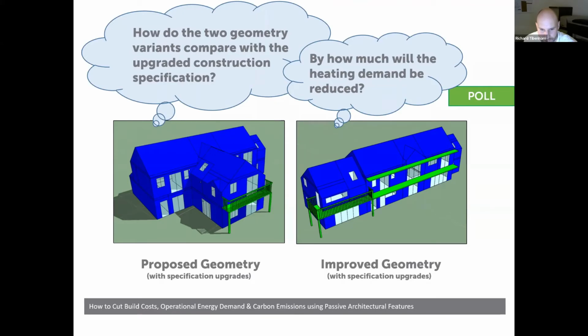Okay, I'm going to share this one with you because I think the results are quite interesting. So hopefully you can see that. The majority of you think that the reduction in space heating energy demand will be between 20 and 30% for the improved geometry, and it's not a huge amount of difference between 10 and 20%. Okay, so let's have a look.